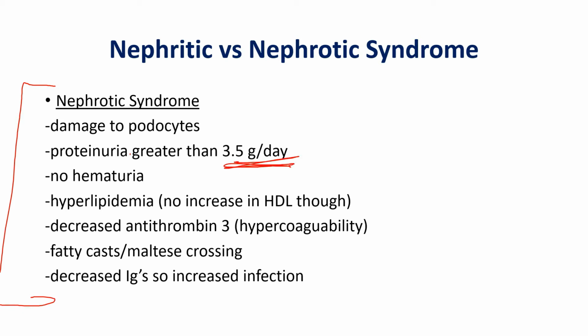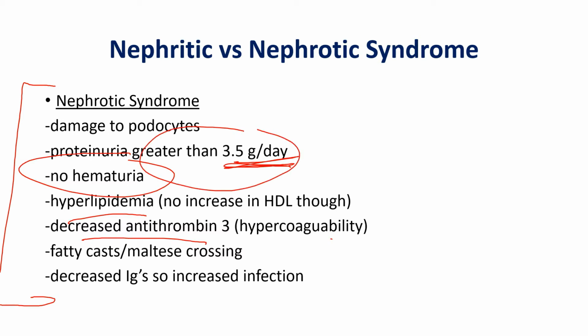Proteinuria greater than 3.5 grams per day. There's no hematuria. Hyperlipidemia. I'm going to explain that in another video, why that occurs. Decreased antithrombin III. That's because we're having high protein loss, greater than 3.5 grams per day. And antithrombin III is a protein, so naturally you could have a hypercoagulable state. Then fatty casts and Maltese crosses. All of this stuff is going to be explained in the next video.